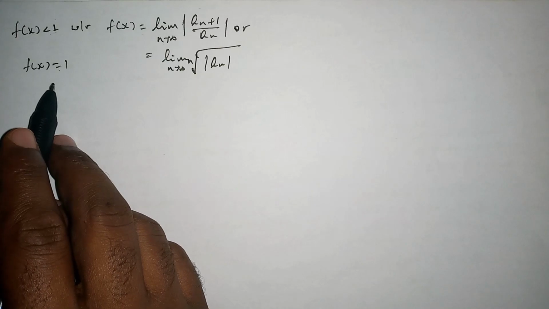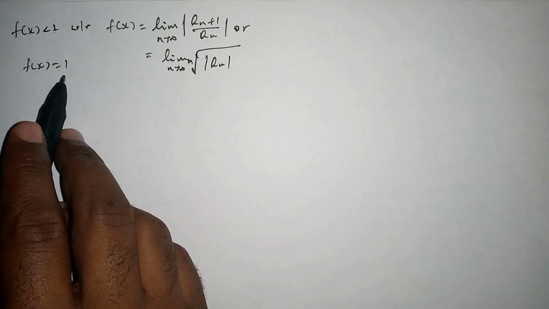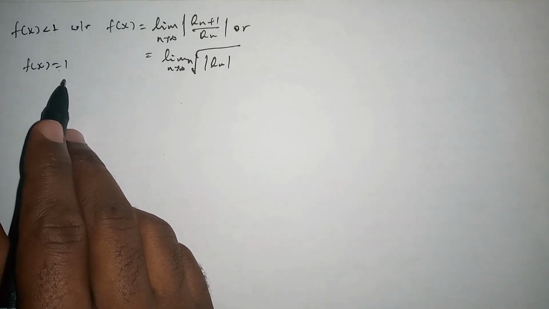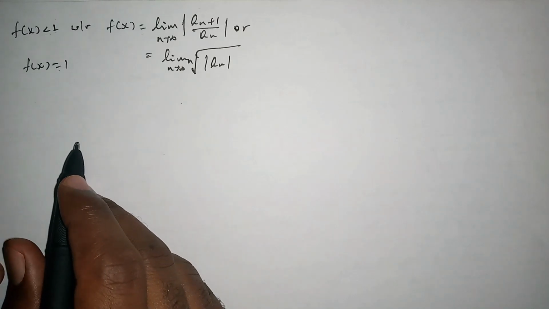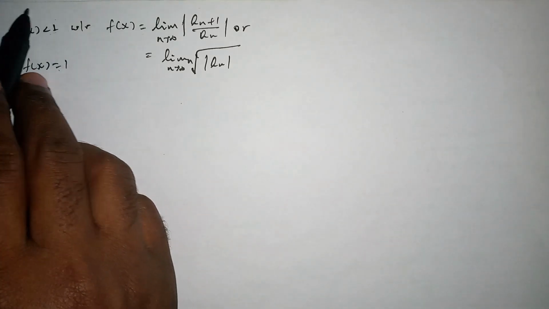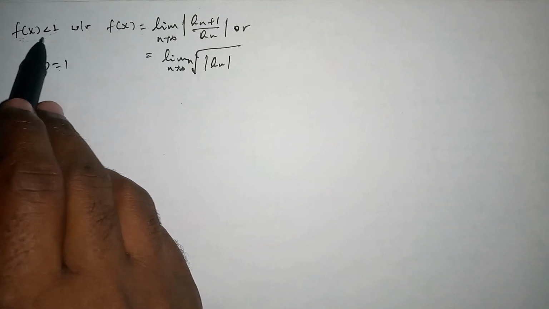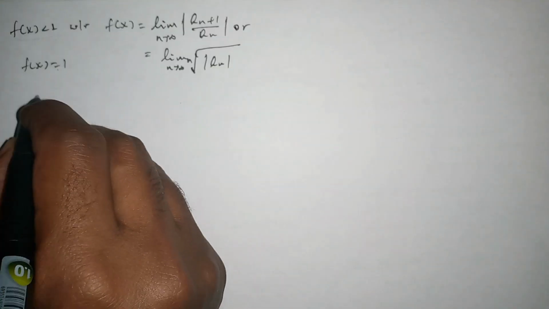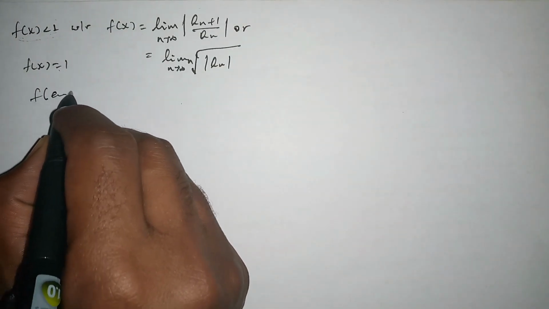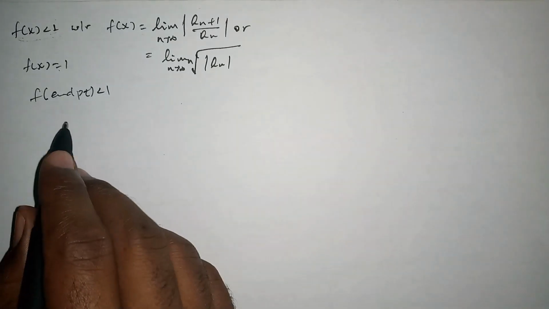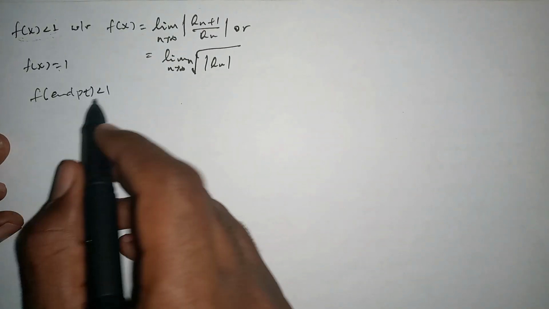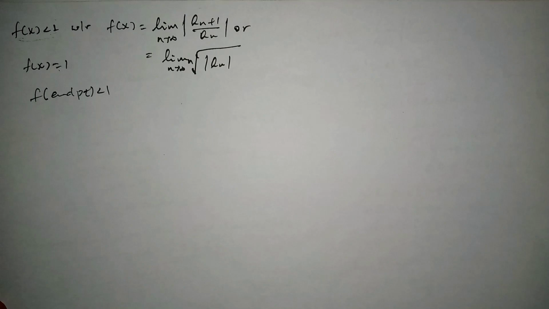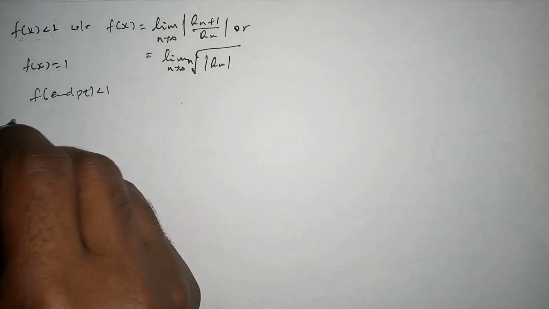If the series converges at that endpoint, it will be included in the interval of convergence. Otherwise, it will be excluded. This means if f of x at that endpoint becomes less than 1, that endpoint will be included in the interval of convergence of the given series. Let us elaborate this with an example.